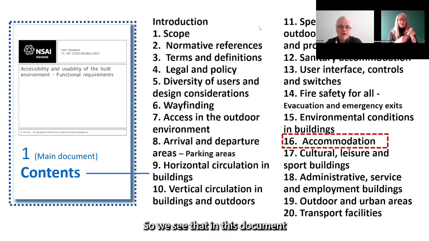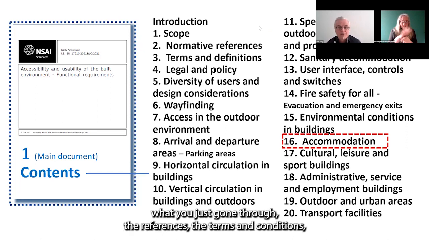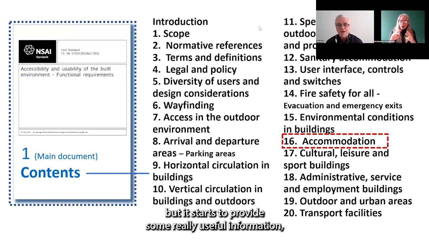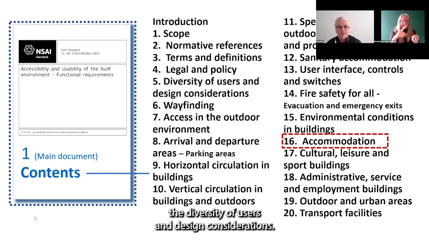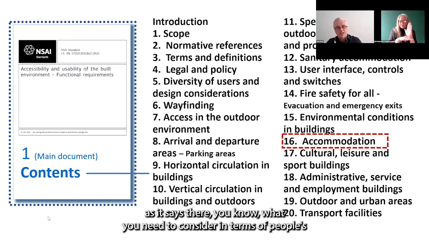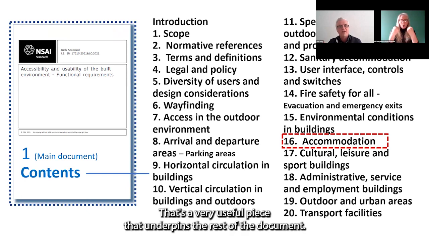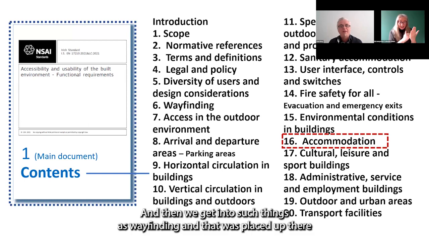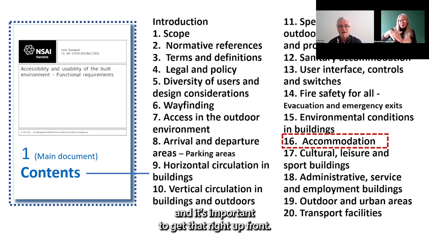So we see that in this document, you have all the standard stuff you get in standards: scope, which you've just gone through, the references, terms and conditions. But it starts to provide some really useful information, such as section 5, the diversity of users and design considerations. And this sets out, as it says there, what you need to consider in terms of people's biological, psychological, and social requirements and needs. So that's a very useful piece, and it underpins the rest of the document. And then we get into such things as wayfinding, and that was placed up there because wayfinding is applicable across all parts of the built environment, and it's important to get that right up front.